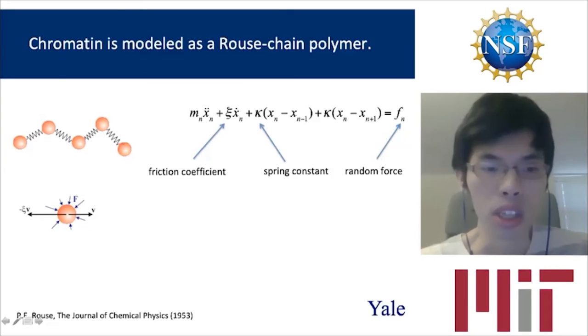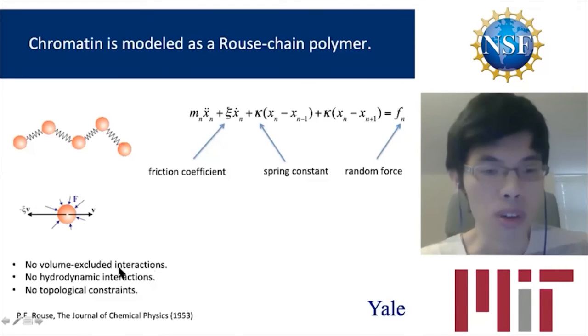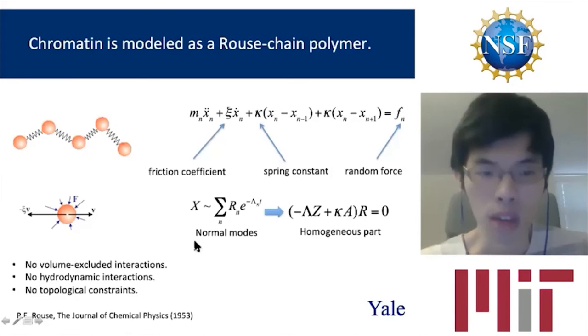So non-local interactions that are distant from the backbone of the chain are neglected in the Rouse model. For example, there are no excluded volume interactions and no hydrodynamic interactions. So here we apply a normal mode analysis to solve the homogeneous equation. And for convenience, we use the matrix expression to represent a set of coupled linear differential equations. We expect the solutions involve exponential terms of time, so this becomes an eigenvalue problem.